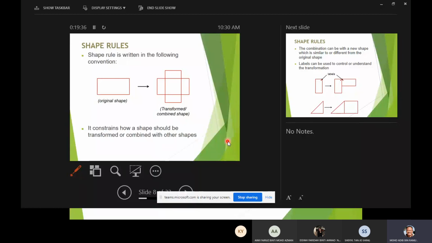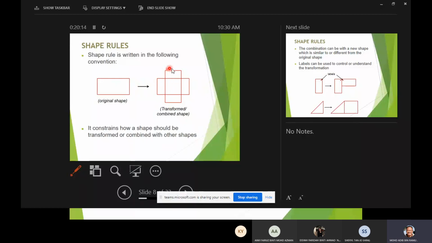Okay, shape rules are written in the following convention. Remember, in every exercise and every project in this module, this is the way you draw or write the rules. You don't actually have to write down this text, original shape and transform combination. This is not important. What is important is the shape itself, the original shape on the left side, and then the arrow pointing from left to right. It's not the other way around. So always from left to right.